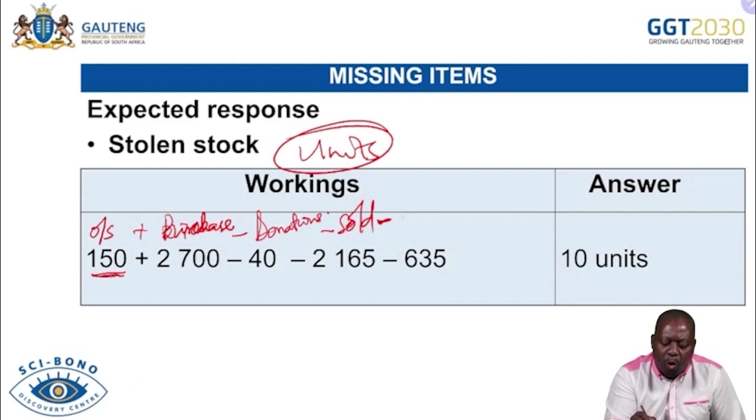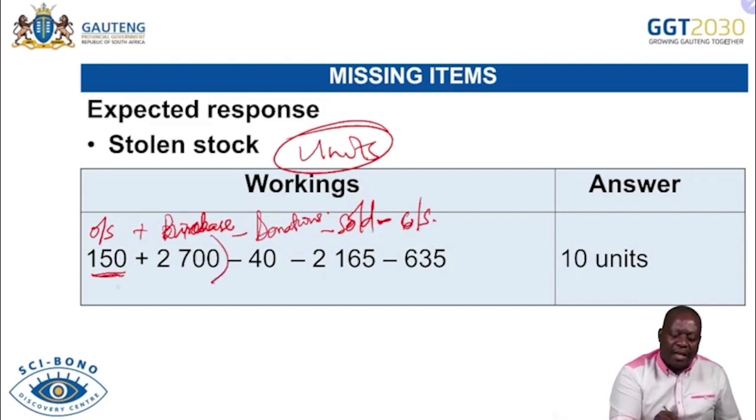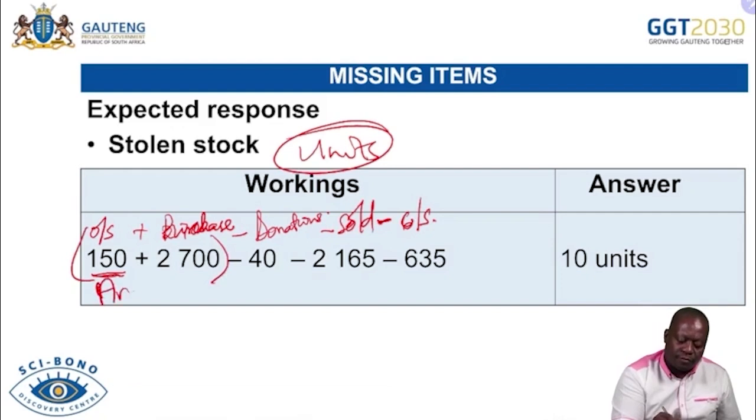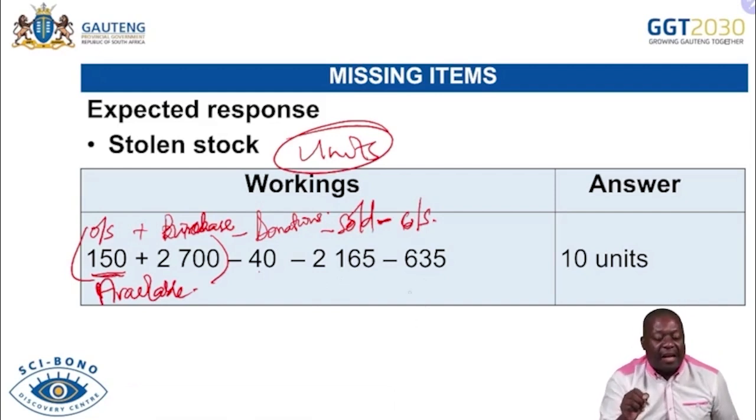And then we also know where these are, and these are our closing stock. These have not been sold, so it means we know where it is. In other words, what are we doing? We are saying how much is available. So we have got 150 from our opening stock plus 2,700 from our purchases. This is available. What happened to these goods? 40 were donated, 2,165 have been sold, and 635 are still there.